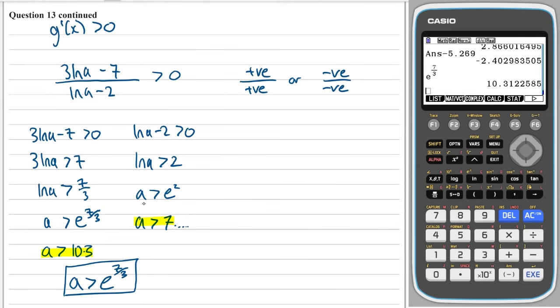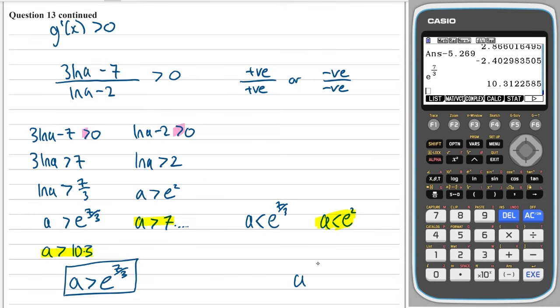Well, the only thing that's going to change here is making them negative. I'm just going to swap the signs over. They're going to be less than signs. So we'll end up with the same thing. We'll end up with a needs to be less than e to the 7/3, and a needs to be less than e squared. So in this case, in order for that to work, a would need to be less than e squared. So a would need to be less than 7 for it to be less than 7 and less than 10.